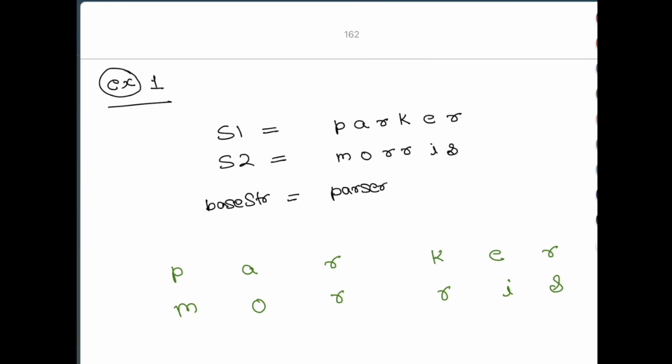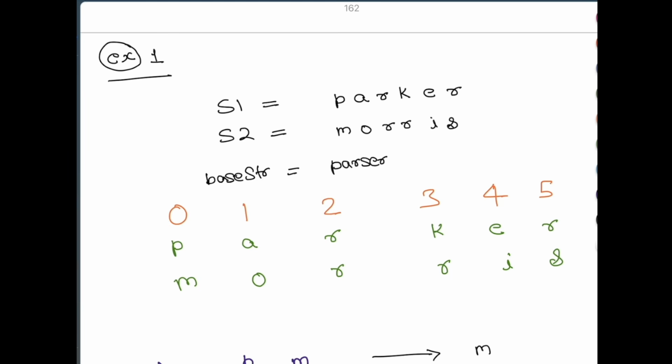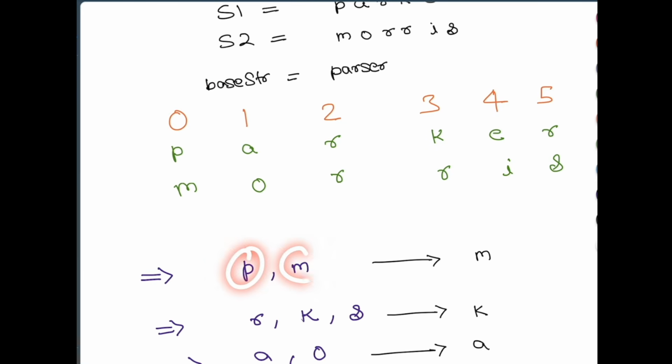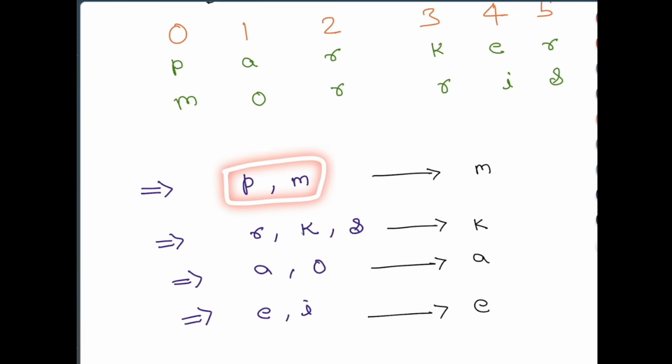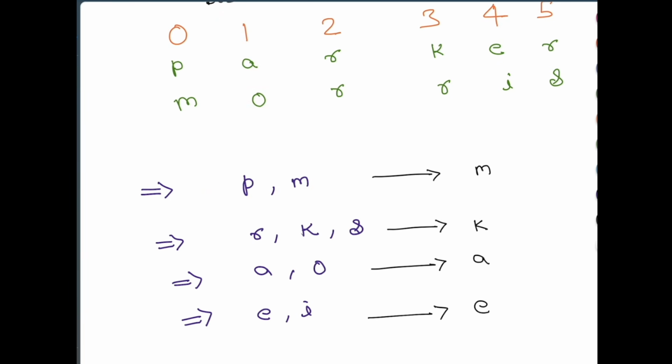Now what we need to do is form groups, right? So this is s1, this is s2. We need to compare the characters at the same index. The indexes are 0, 1, 2, 3, 4 and 5. At the same index we have p and m, which is index 0, so they will belong to the same group. At index 1 we have a and o, so we will have another group with a and o as the elements. At index 2 we have r and r, so we will have a group which is going to have one element r.